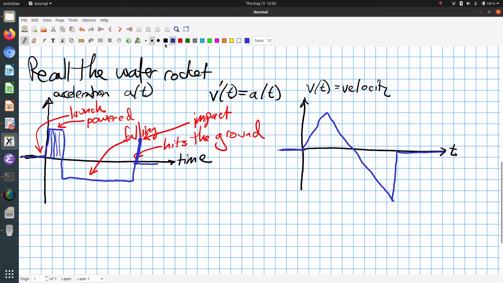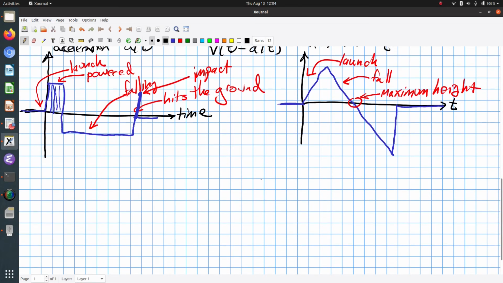So again, you've got a distinct launch and a fall. Now you will notice that what happens right here when the velocity crosses 0, that's the point at which the flight is at maximum height. And so you could take the antiderivative of that as well. So let's draw that.